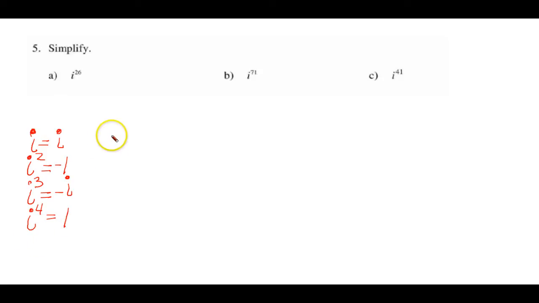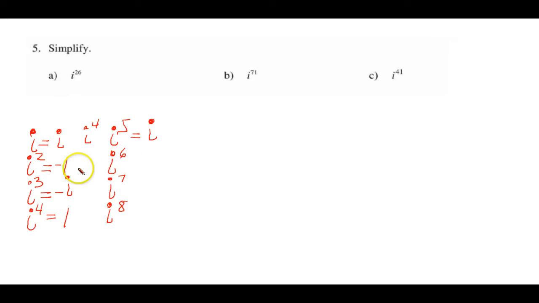Now, as we continue this, we get i to the fifth, i to the sixth, i to the seventh, i to the eighth. But remember, this is all going to be i to the fourth, which we said is a 1, times i. So i to the fourth times i is i to the fifth. i to the fourth is a 1, so it's 1 times i.